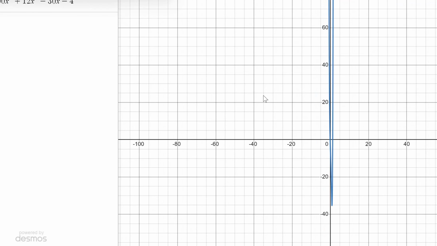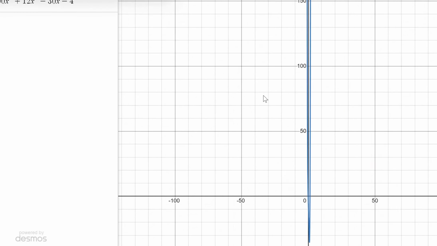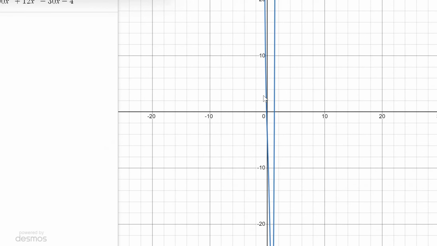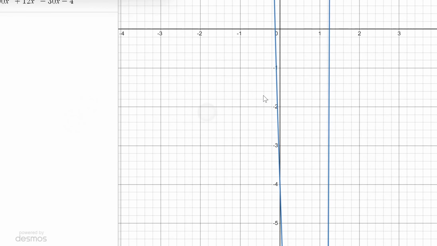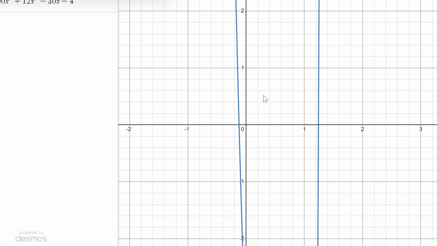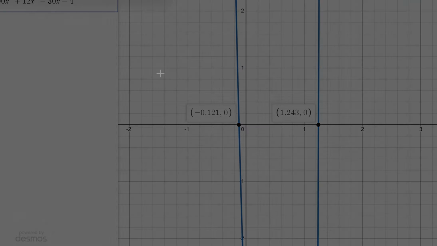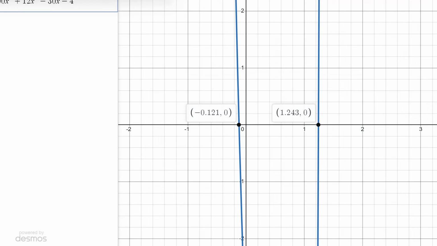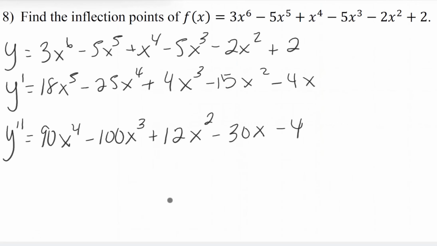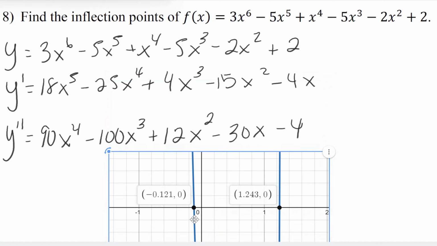All right. So I want to zoom out, make sure it doesn't actually cross anything crazy later on. So it only crosses twice, at those two values. So those are my two inflection points.